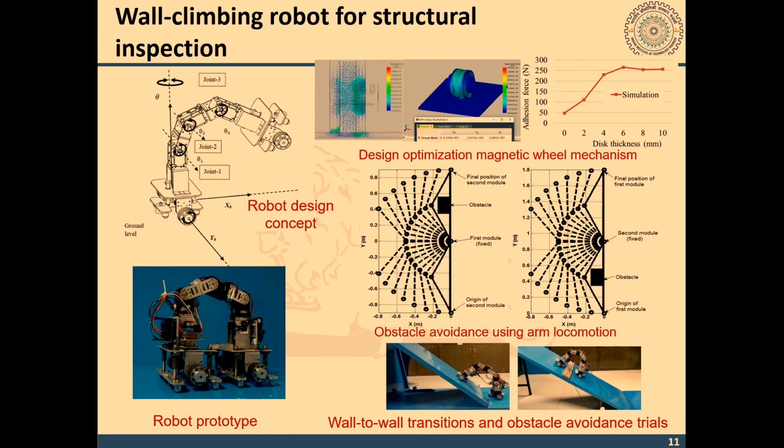This is another work which was done by one of my PhD students who works in the building research. Here we developed a robot prototype for the inspection of high rise buildings having both metallic and non-metallic structures. For the metallic structure we worked using the magnetic type of adhesion, whereas for non-metallic we worked on the suction type of adhesion.